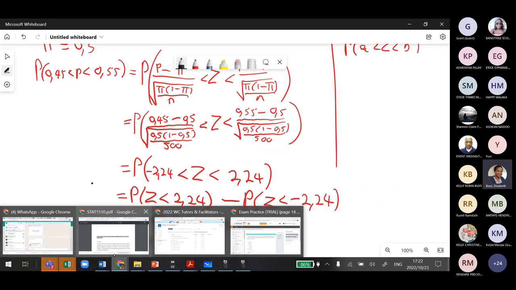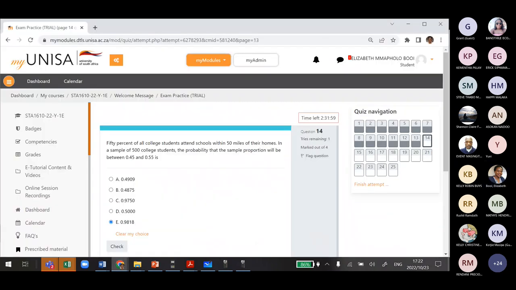Zero point nine seven five. That is the answer. So let's see which one. 0.975, which is option C. Happiness. Are we good?